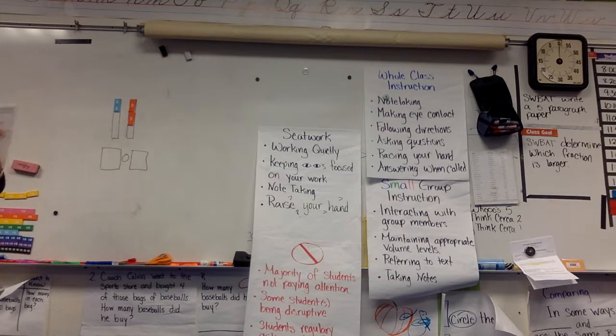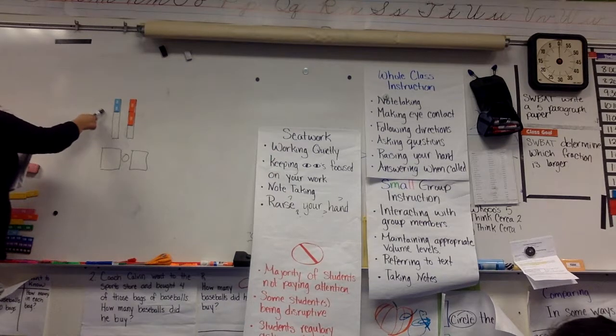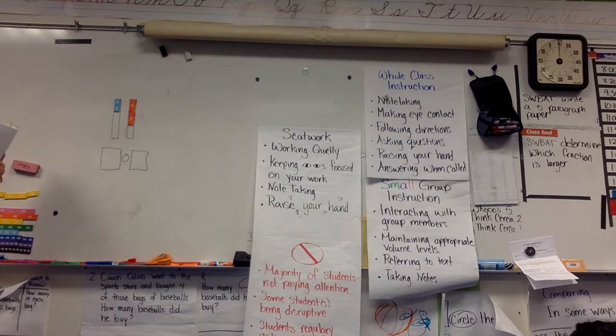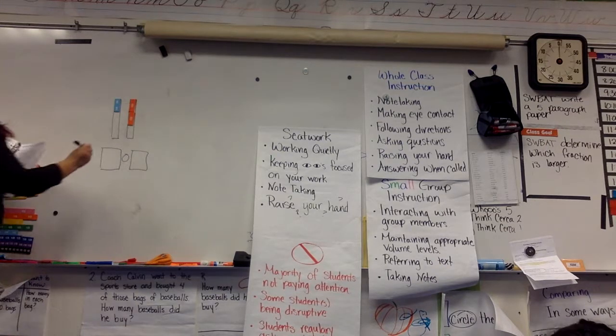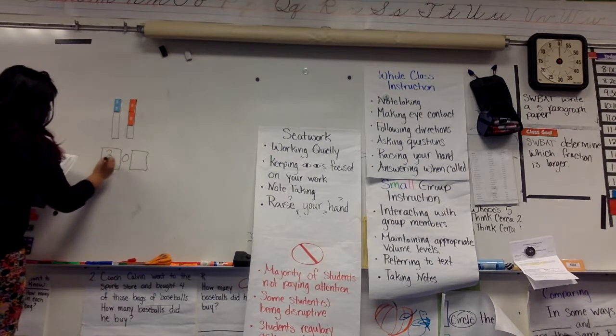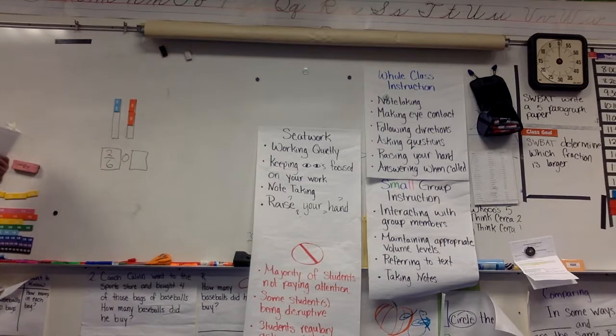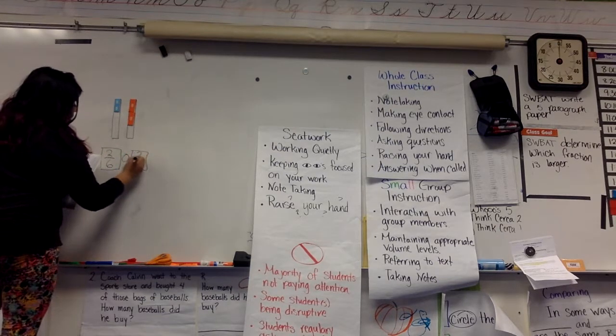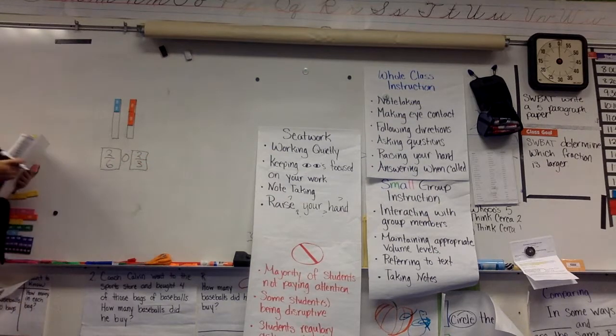Okay, what is the fraction for the sixths? Eli. This one, what's the fraction? 2/6. So I would write that like this. And then what is the fraction for the orange one? Aaron? 2/3. And then we're going to use the more than, less than symbol to determine which one is more.